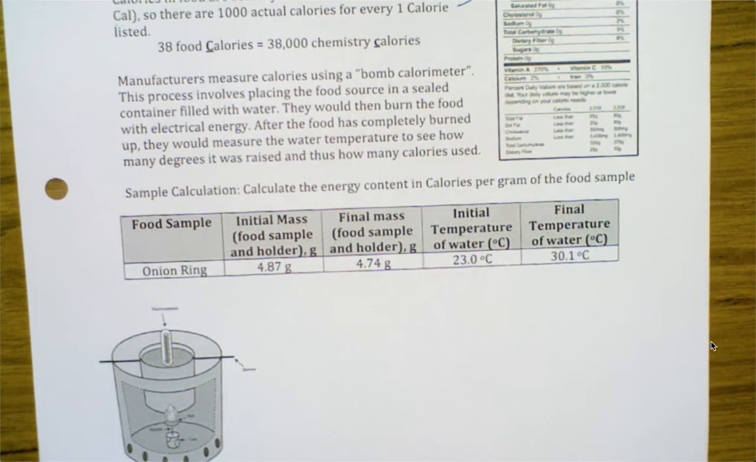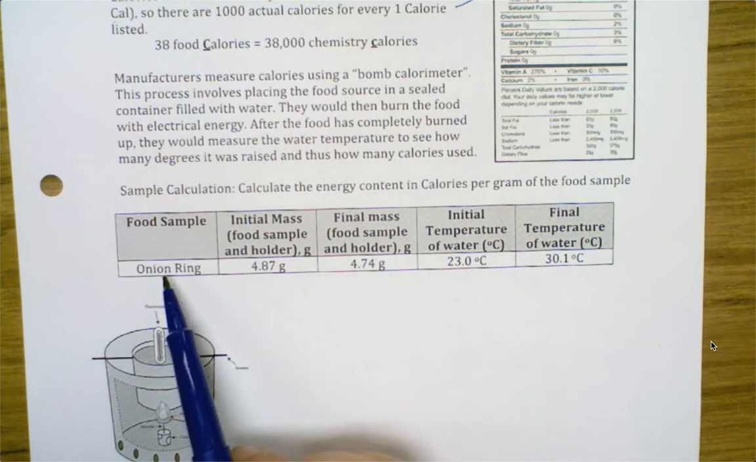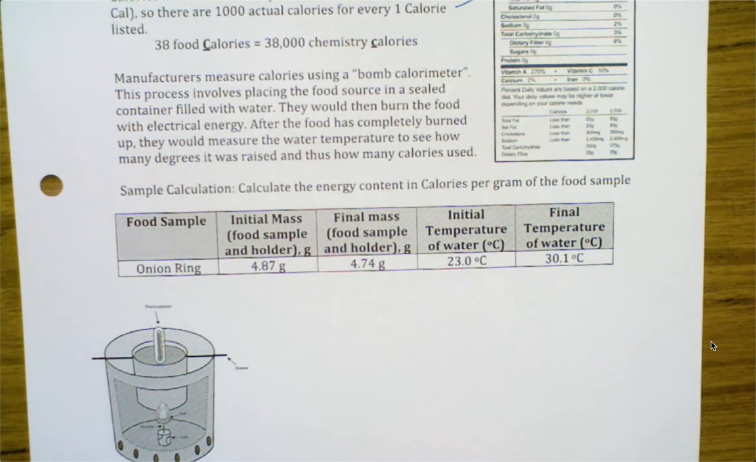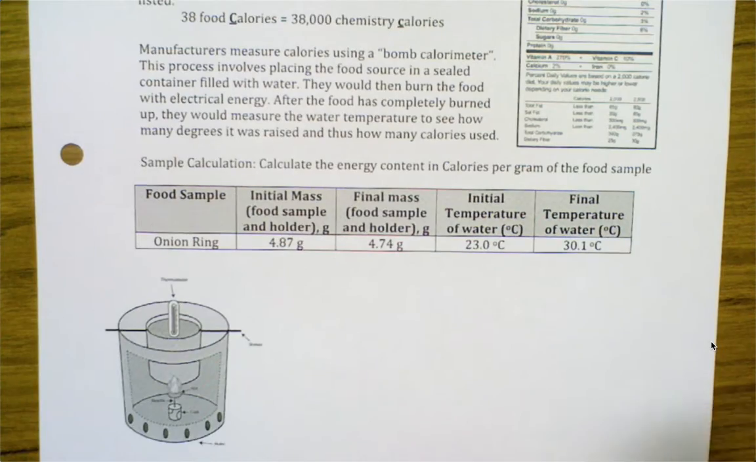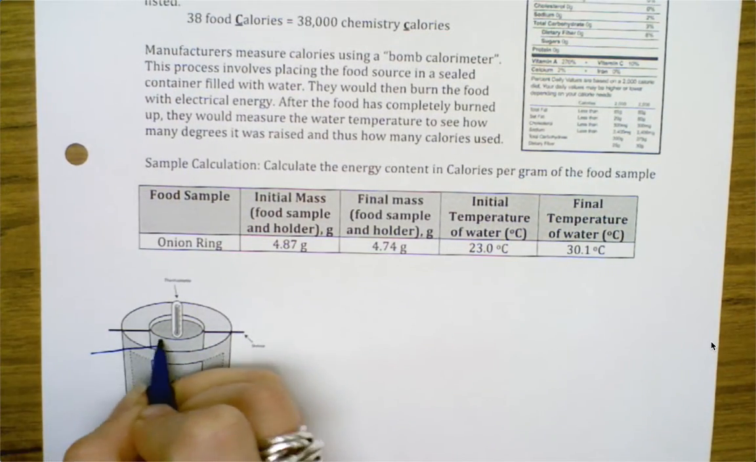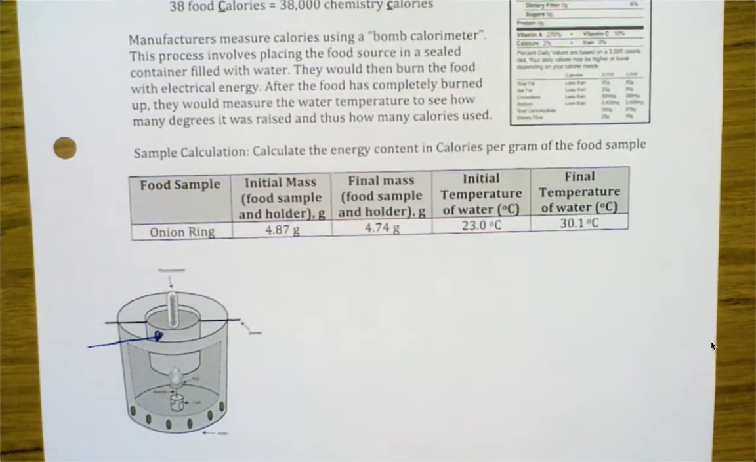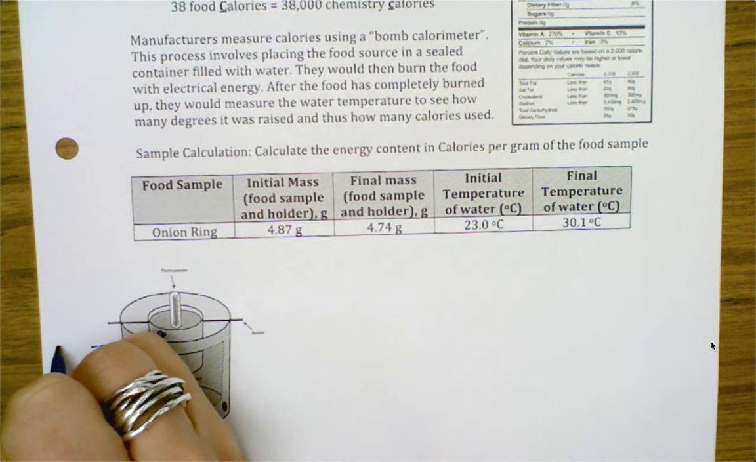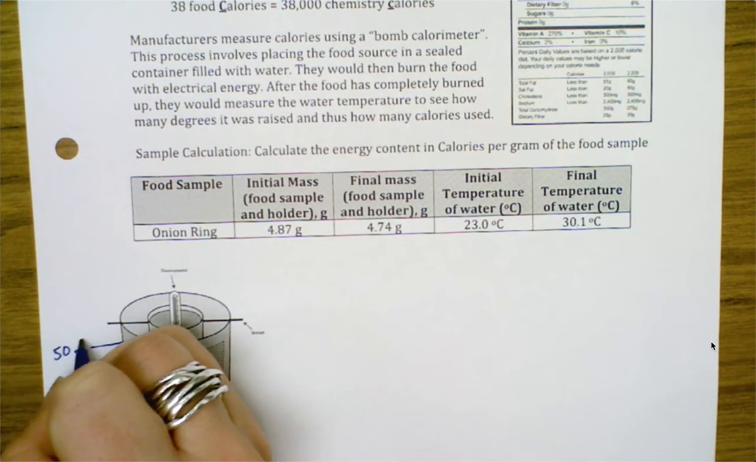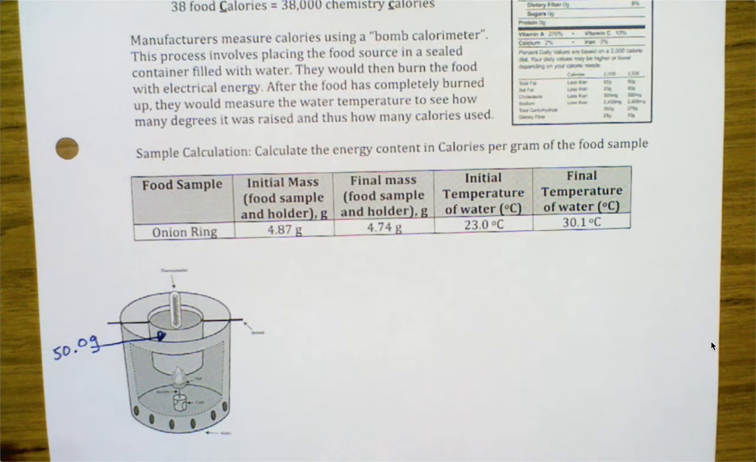So this is what you would do. You have this information given to you. And the other little bit of information that we should add is the quantity of water that is in the can suspended above your food sample. So let's just say that I had exactly 50 grams of water. You will have subtracted the mass of your water in the can from the empty can to get your exact mass.